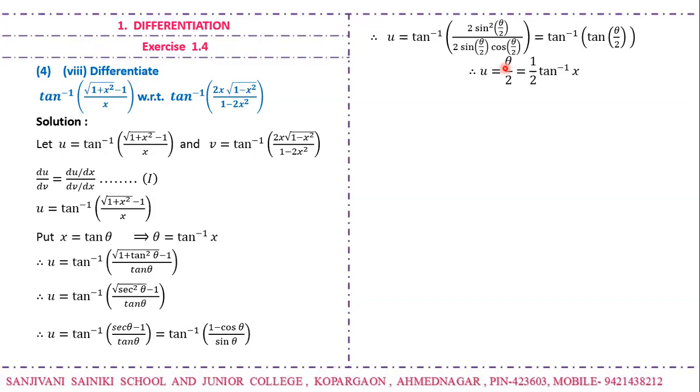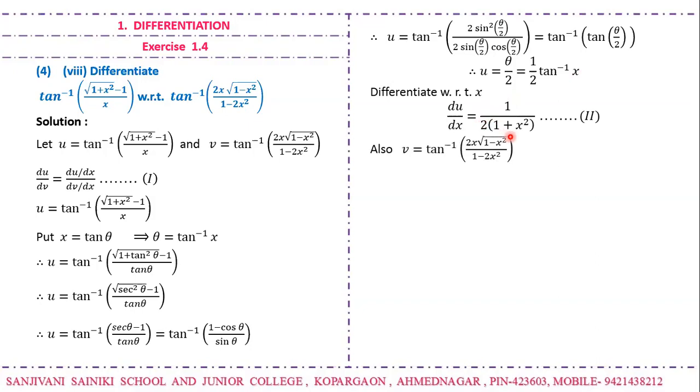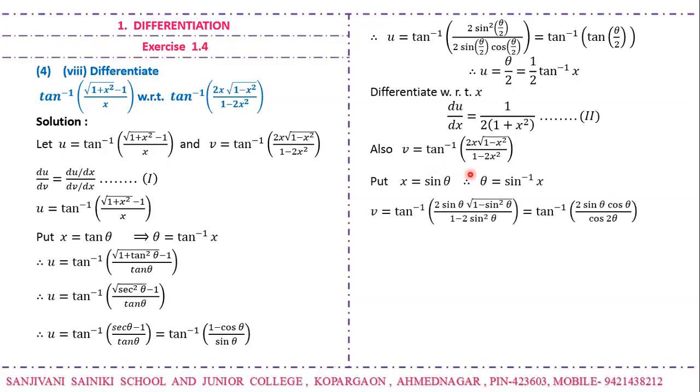But what is theta? Theta is tan inverse of x. So u is equal to tan inverse of x upon 2. So differentiating with respect to x, we get 1 upon 2 times 1 plus x square. Now take v, tan inverse of 2x root 1 minus x square upon 1 minus 2x square. Put x is equal to sine theta. So theta is equal to sine inverse of x.